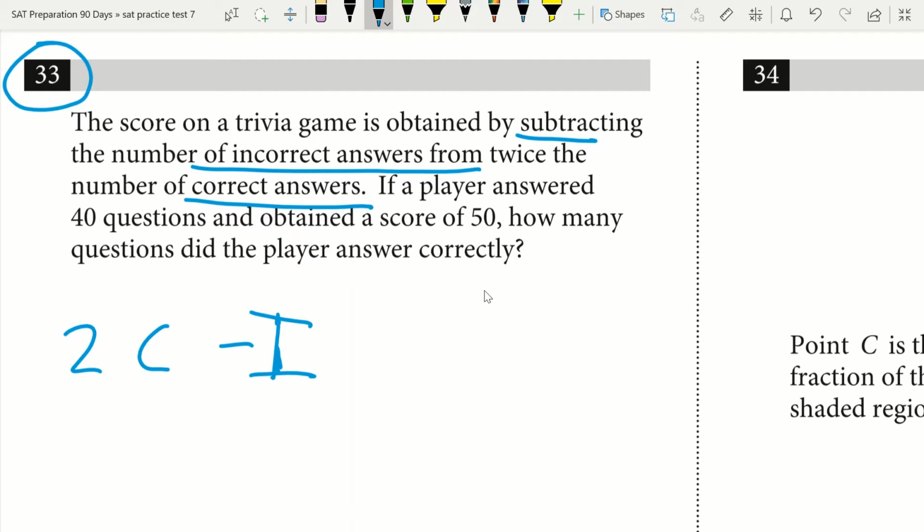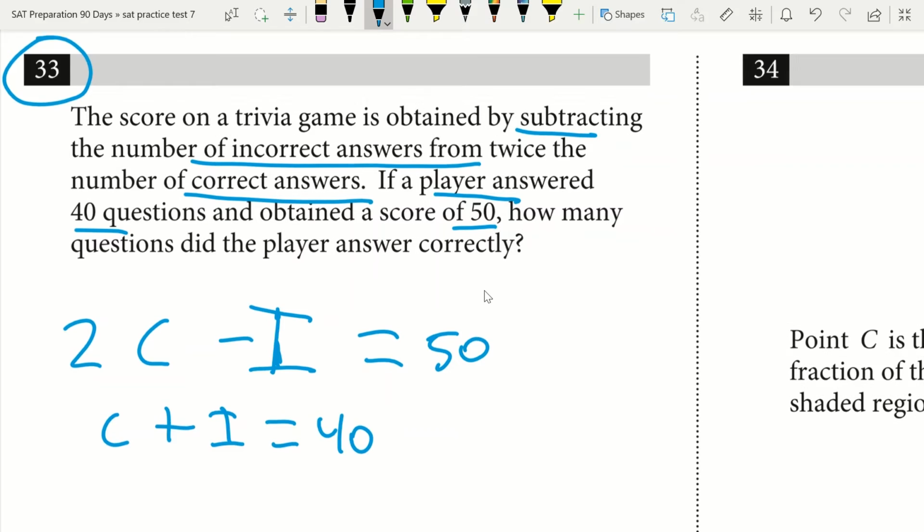So that's one thing I want to note also. If you're going to use I as a variable, you should use capital I so you don't confuse it as an imaginary number. So if a player answers 40 questions and obtained a score of 50, how many questions did the player answer correctly? So he answered 40 questions, so C plus I equals 40. Total score is 50, right? So we know his score is going to equal 50. How many questions did he answer correctly? So in this case, we're just solving for C.